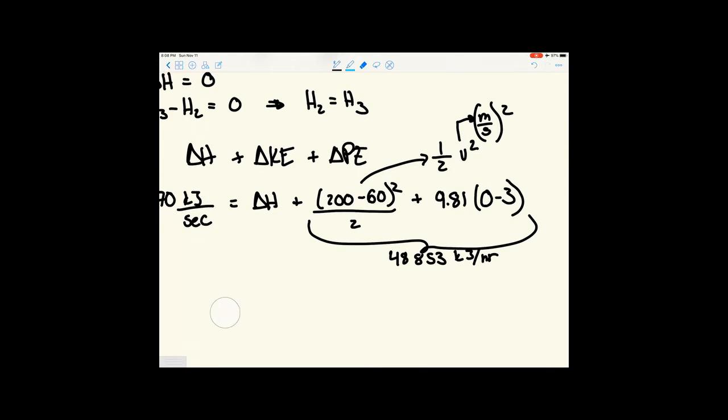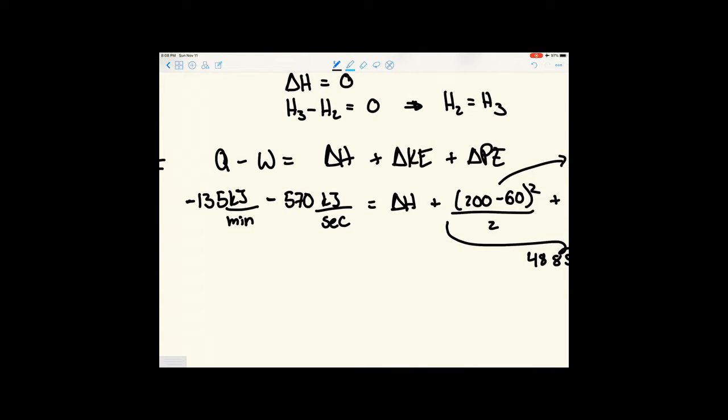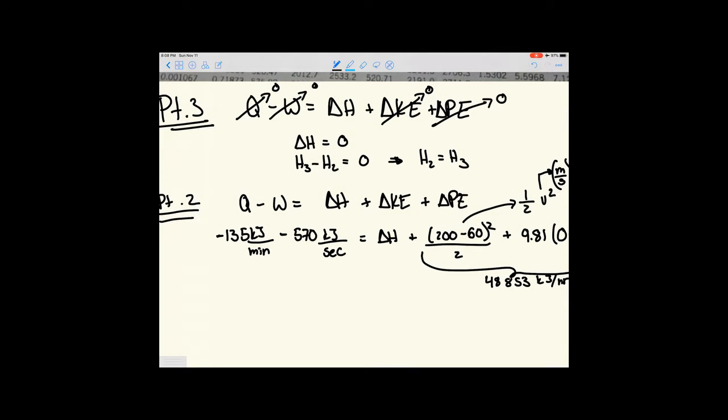In order to get these into enthalpy-friendly units, we need to perform a few conversions. First, I'm going to rearrange this whole equation in a way that's easier to understand. So, delta H equals negative 135 kilojoules per minute minus 570 kilojoules per second minus 48,853 kilojoules per hour.